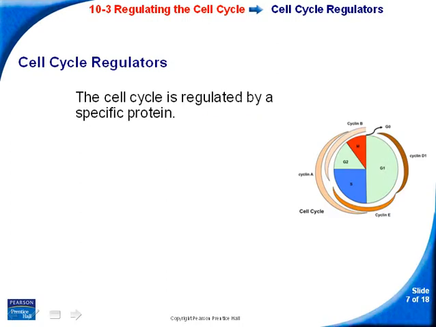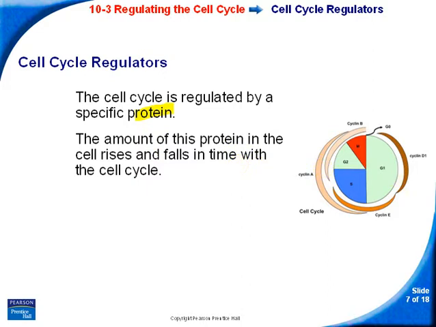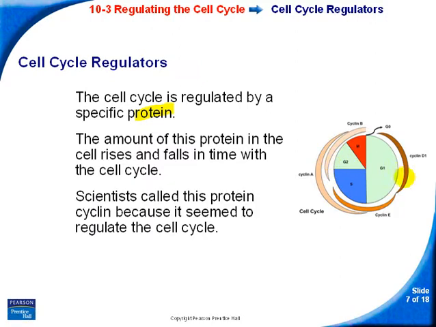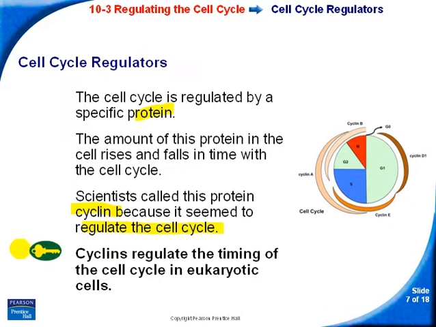So how is the cell cycle regulated? It's regulated by a specific protein, and the protein rises and falls in time with the cell cycle, and they call this protein cyclin because it regulates the cell cycle. And if you look at this picture right here, you can see there's a couple different types of cyclin, and they each come into play at different points during the cell cycle, triggering the different parts of the cycle. So cyclins regulate the timing of the cell cycle in eukaryotic cells.